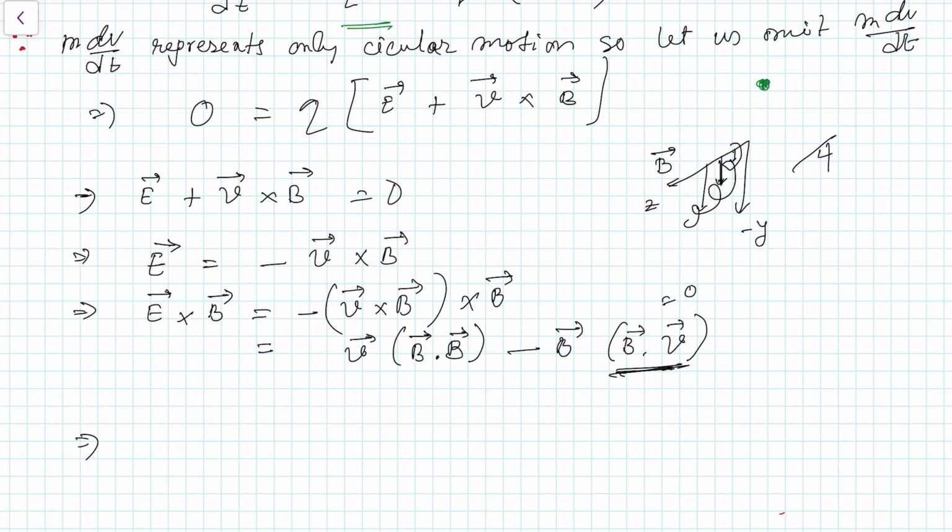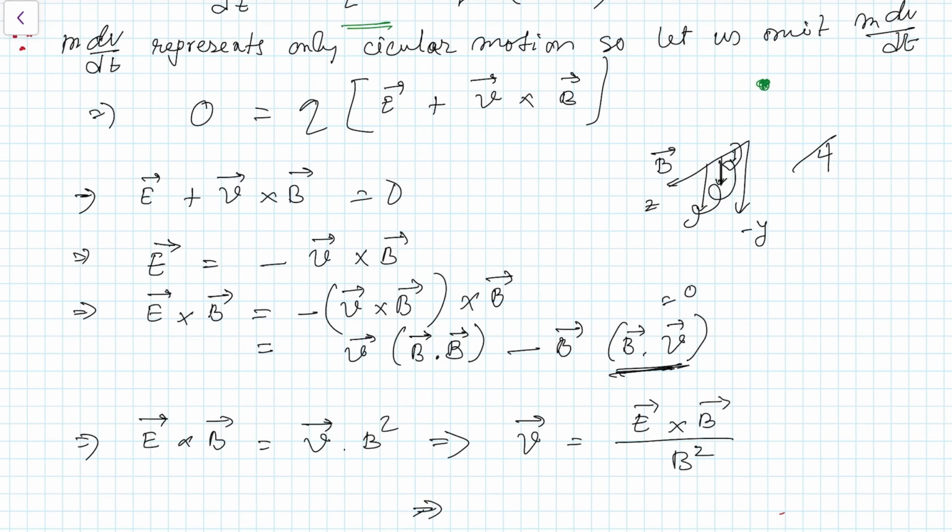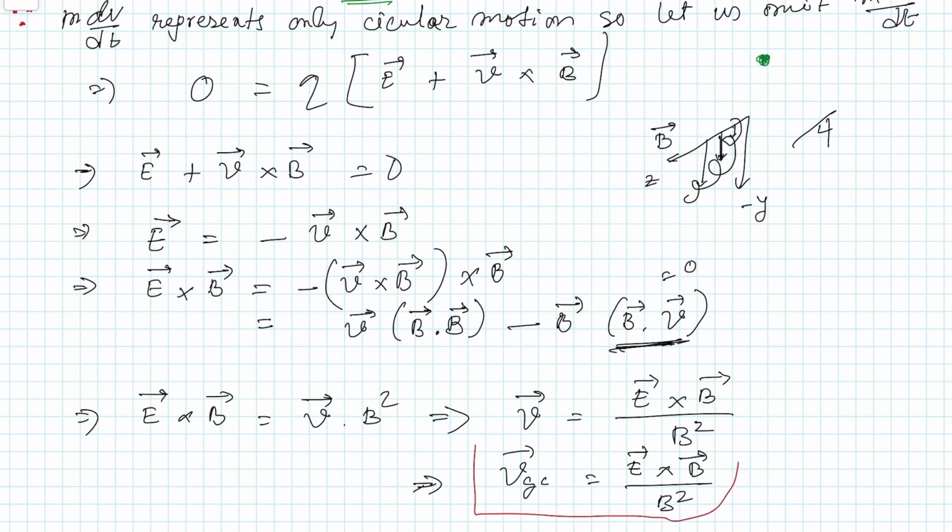So we have got now E cross B is equal to v times B squared, and it implies v vector is equal to E cross B by B squared, and this is nothing but the drift velocity of the guiding center. So this is the expression of the drift velocity of the guiding center.